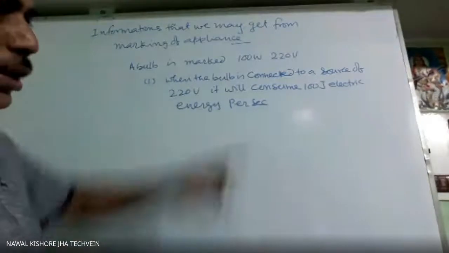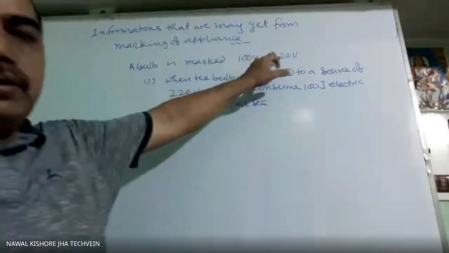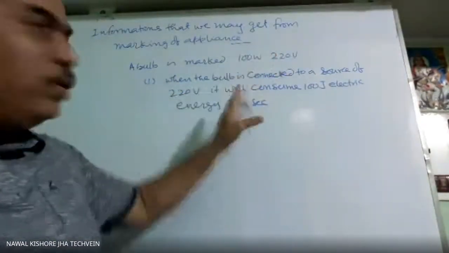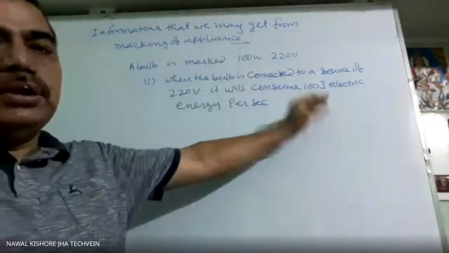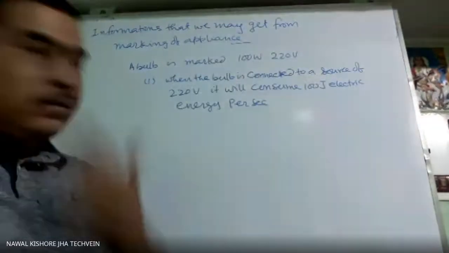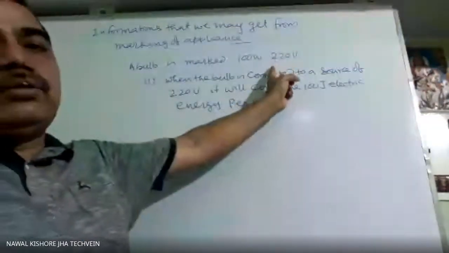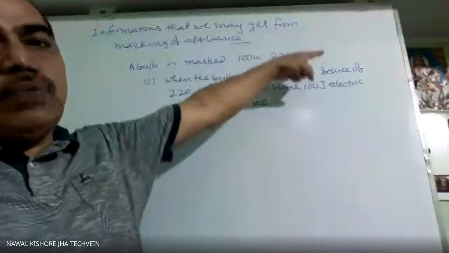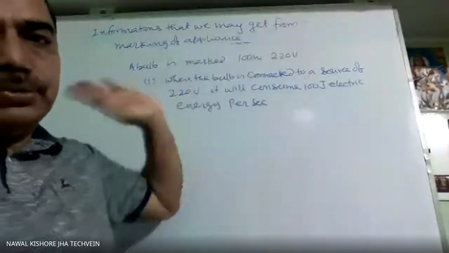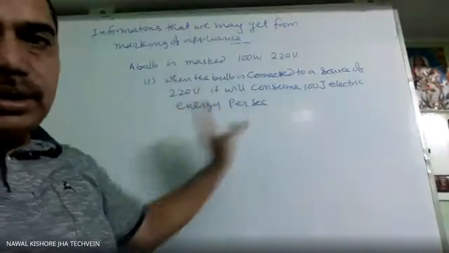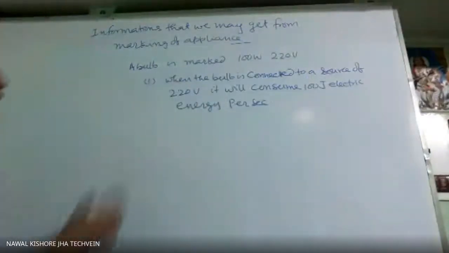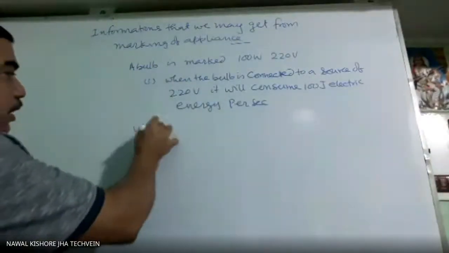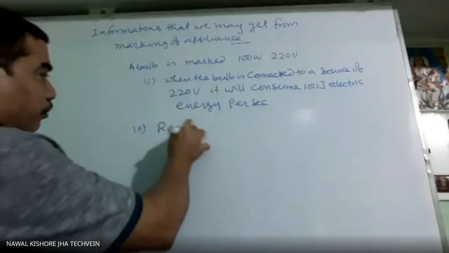That means if you are connecting it to a source of 180 volt, it will not consume this much energy. It will consume less energy. If you are connecting it to a source of more than 220 volt, the bulb will fuse. These are the information. Second thing we can get: the resistance of the filament of the bulb.